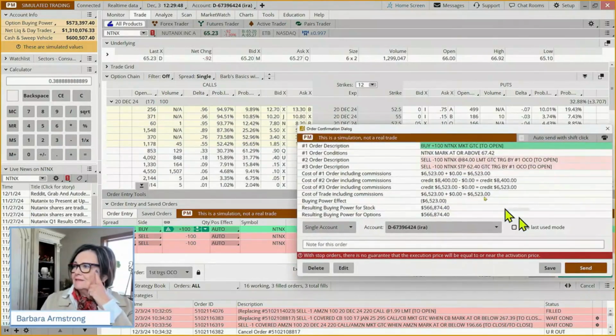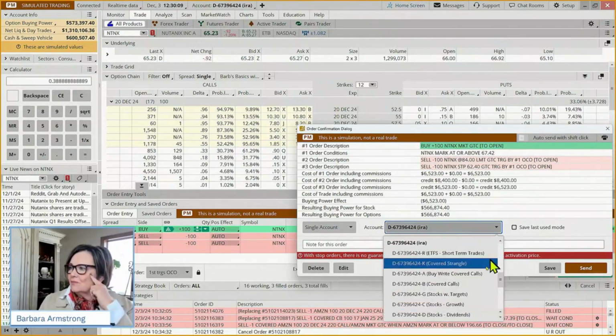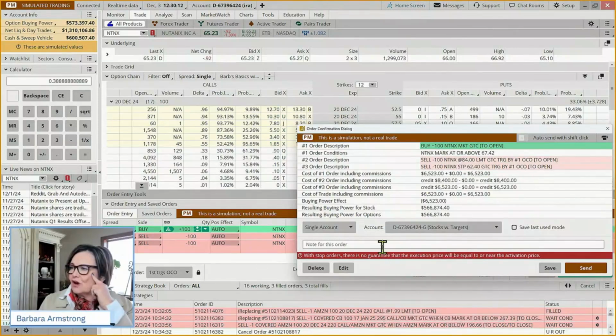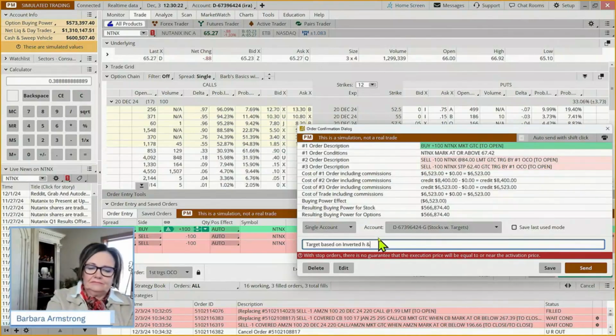Confirm and send. So we want to buy 100 shares of Nutanix if it goes above today's high by 50 cents. We want to exit when it gets to the target of 84, or if it goes below what we are believing will be a new support level. And we're going to put that in our stocks with targets. We're going to say the target is based on the inverted Head and Shoulders. There we go.